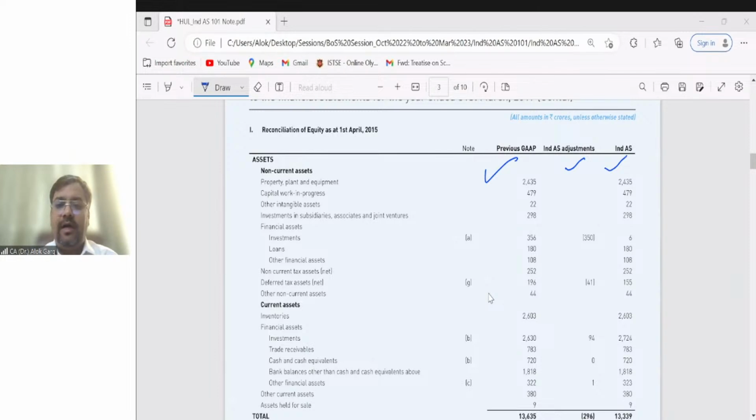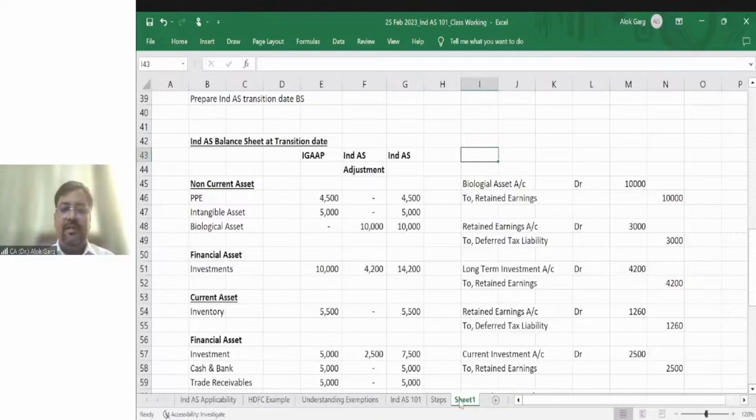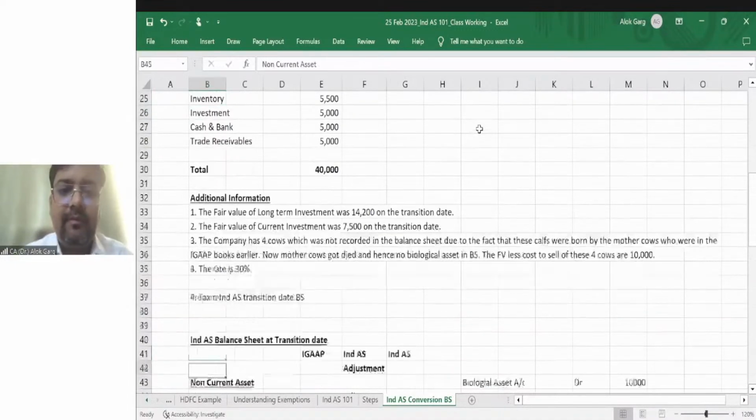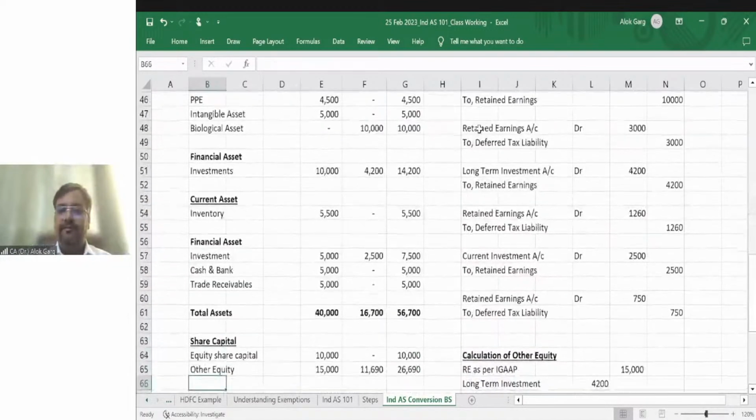Are you okay with this practical example? Have you understood how the balance sheets are getting prepared from IGAP to Ind AS? Okay. Now let's discuss the optional exemptions and mandatory exceptions, right? So this is the practical Ind AS conversion balance sheet. I hope it is clear to all of you. Is it clear?